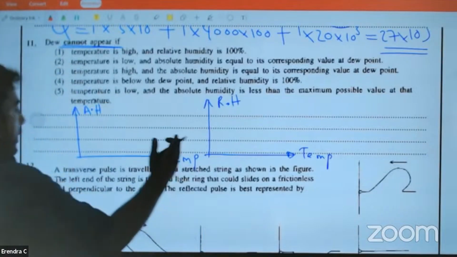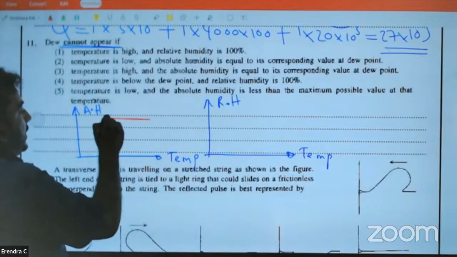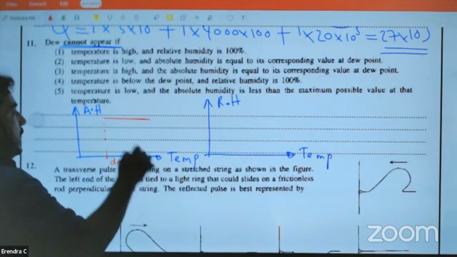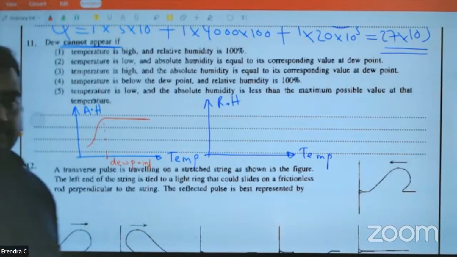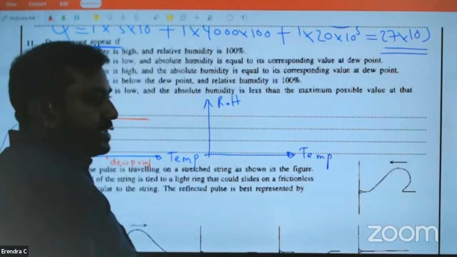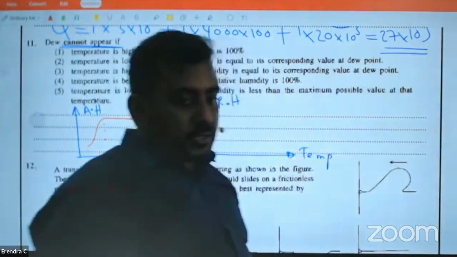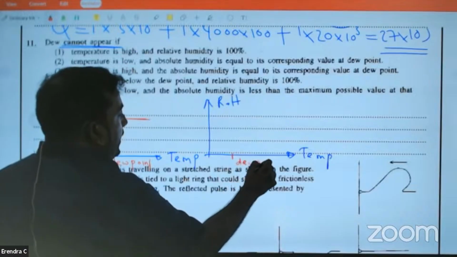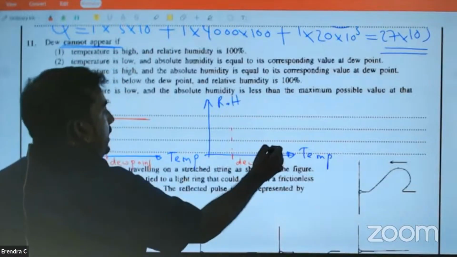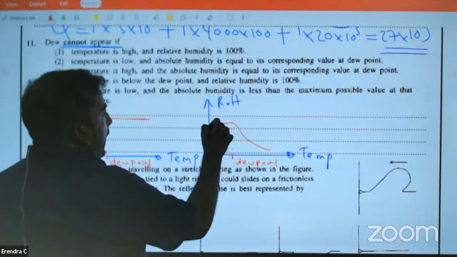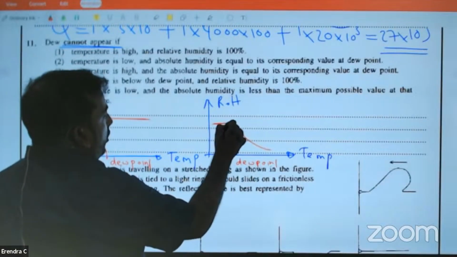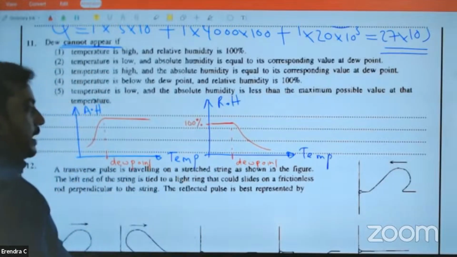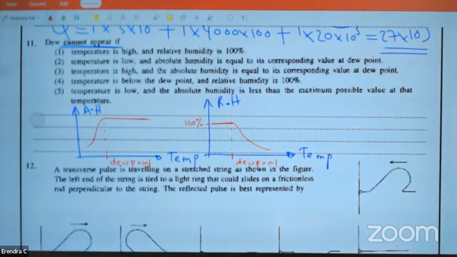From high temperature, if you reduce, H will not change. But after you reach the dew point, absolute humidity will reduce. Dew point is the temperature at which the existing mass of water vapor saturates. Up to the dew point, if you reduce the temperature, RH will increase; at the dew point onwards, RH is 100%. Relative humidity is 100%.